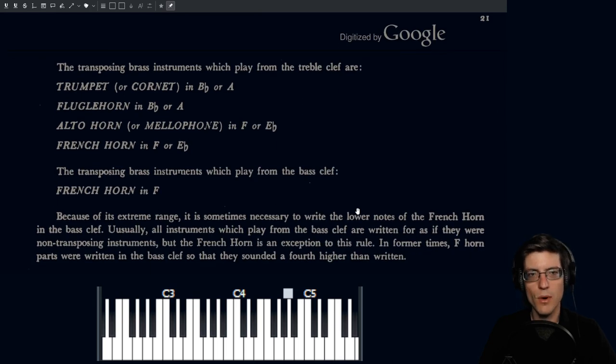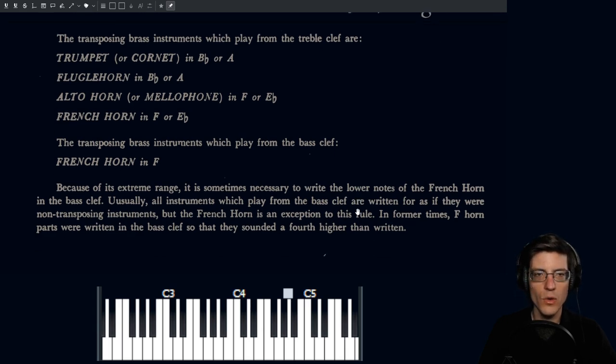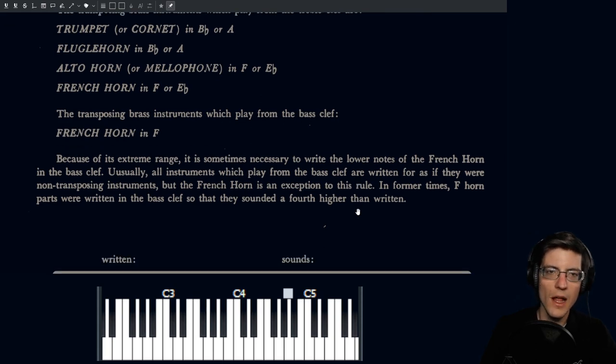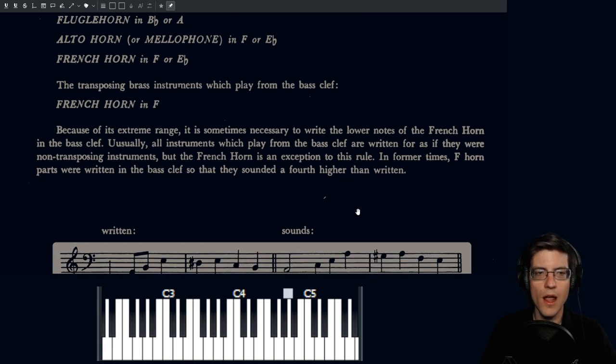The transposing brass instruments which play from the treble clef are trumpet or cornet in B-flat or A, flugelhorn in B-flat or A, alto horn or mellophone in F or E-flat, and French horn in F or E-flat. The transposing brass instrument which plays from the bass clef is French horn in F.